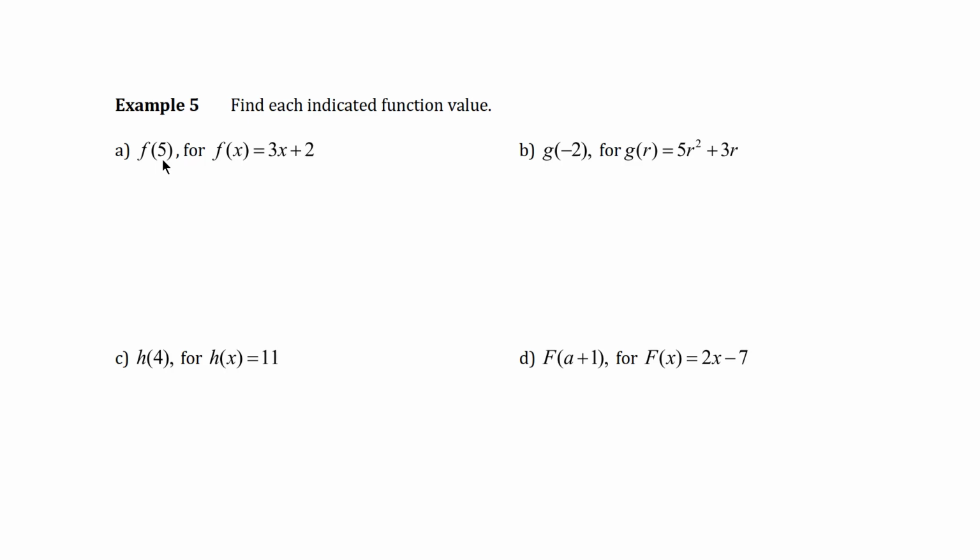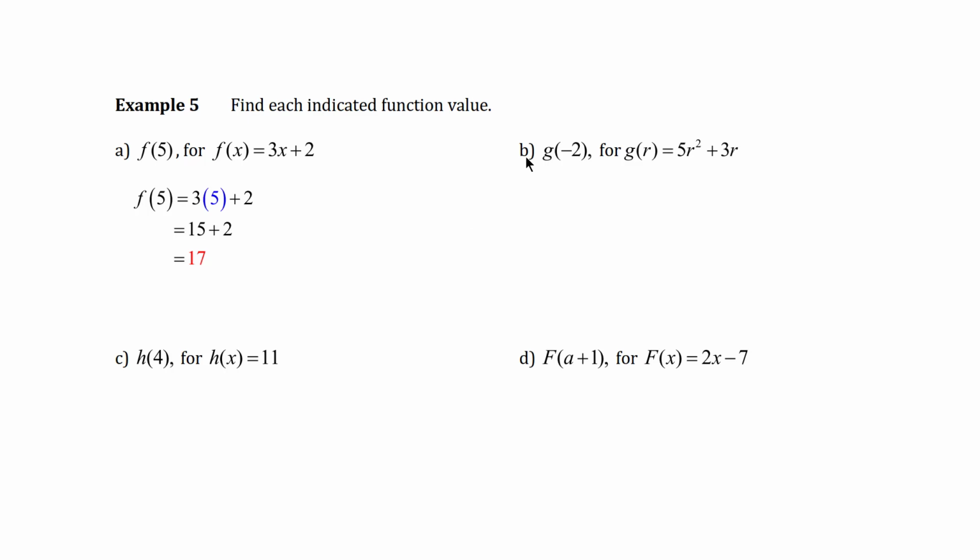So what we need to do here is find the y value associated with the x value of 5. We just need to substitute in 5 in for x in the equation and then simplify. So we get f of 5 is equal to 3 times 5 plus 2. Simplifying, we get f of 5 is equal to 15 plus 2, which is equal to 17. So f of 5 is equal to 17.